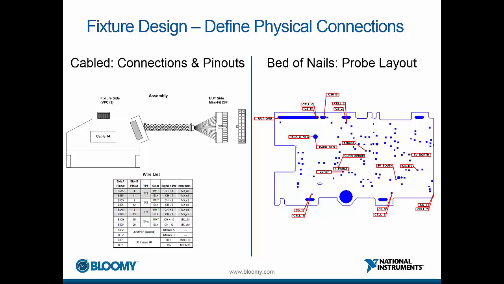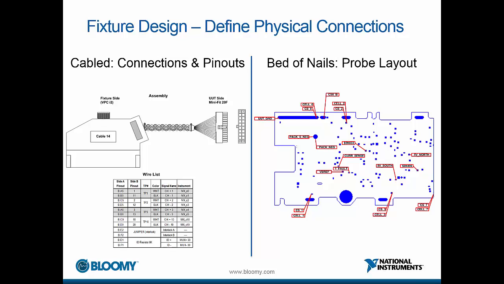Whichever fixture type you choose, the next step will be to design the physical connections to your unit under test. With a cabled fixture, you'll need to specify the signal details for each pin of the connector on the unit. Next, you must specify the details of the cabling that will connect the unit to the fixture, using either a wire run list or schematic.